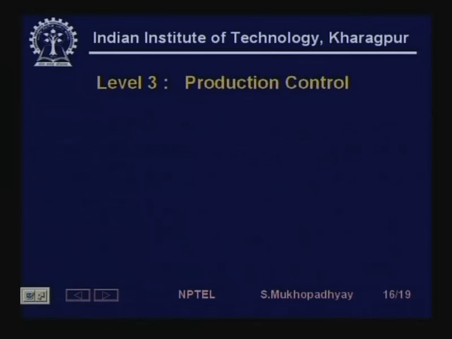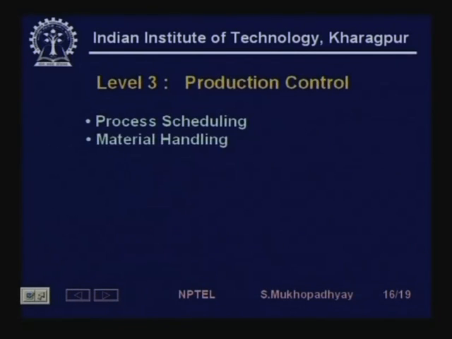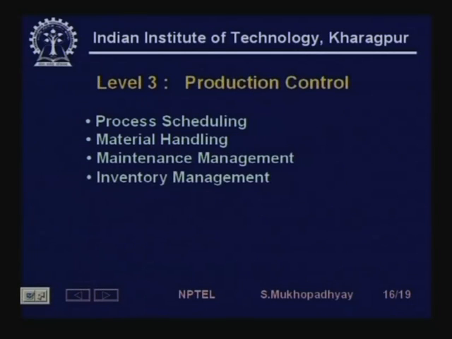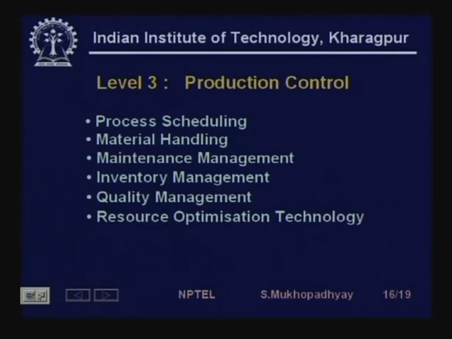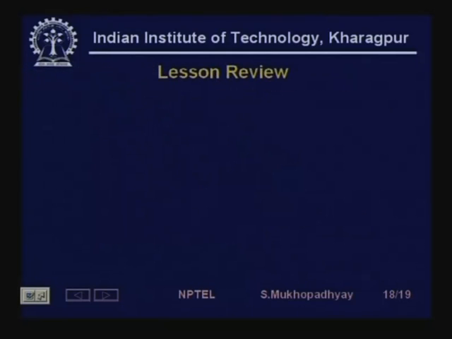We'll skip this slide altogether, because we don't want to. So we are just looking at the various elements in this, like production process scheduling, material handling, maintenance management, inventory management, quality management, and resource optimization technology. They are, as I have mentioned, that they may be online, but they are non-real time. Some of them may be online.